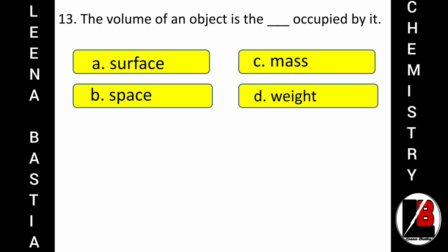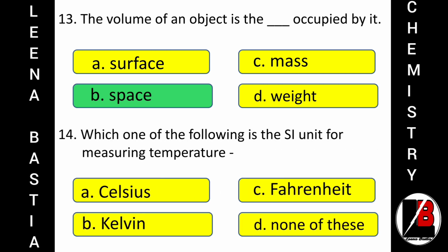Question number 13. The volume of an object is the dash occupied by it. Options are surface, space, mass, weight. So with volume, as I told you in the previous questions, you have to remember what we compare, that is space. Yeah, so with volume, space; with surface it is area. Very good.